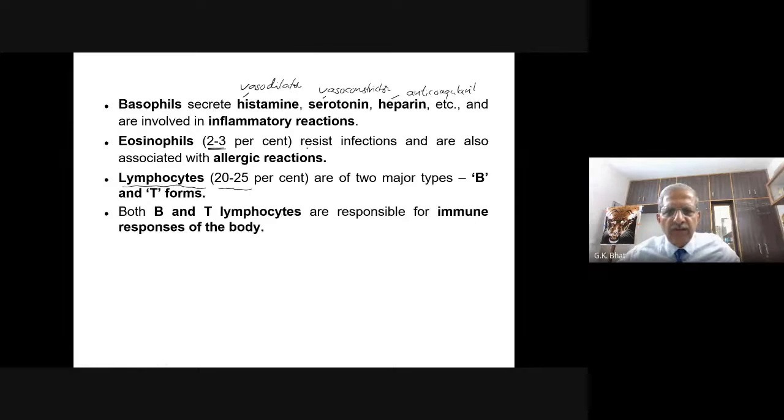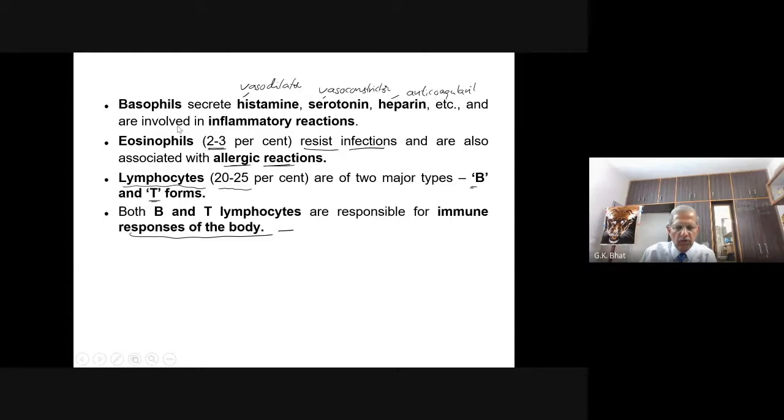Eosinophils resist infection, and are also associated with allergic reactions. And lymphocytes are of 2 types, B lymphocytes and T lymphocytes. These are mainly responsible for immune response of the body. You are going to study the details later. B lymphocytes are concerned with antibody-mediated immunity, and the T lymphocytes are concerned with cell-mediated immunity. That we are going to study in detail later.